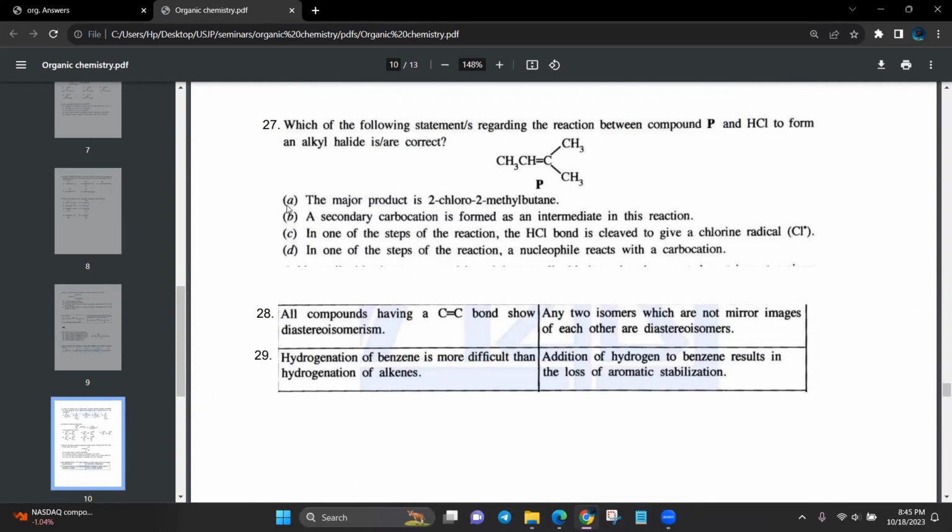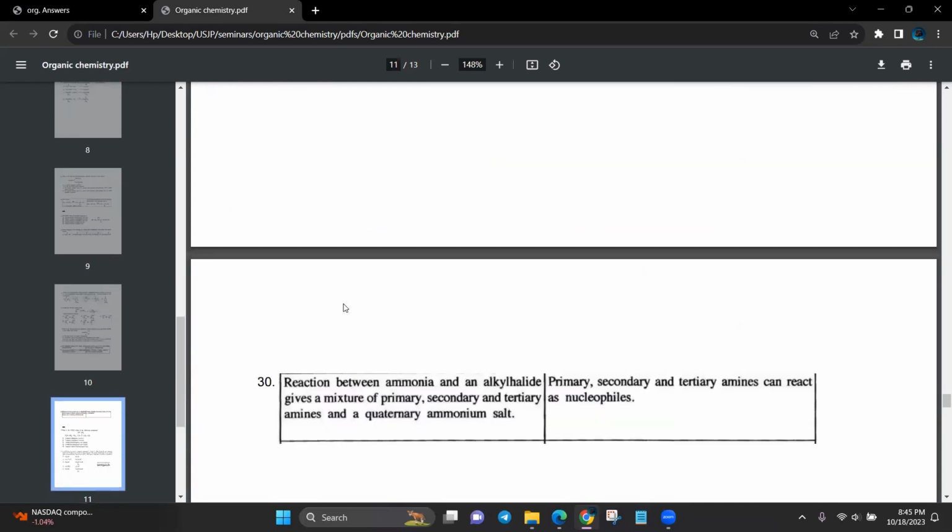Yeah, so we came to the conclusion that A is correct, and B is wrong. Then A and D correct means answer number 4. Right. Now let's go to the next question.